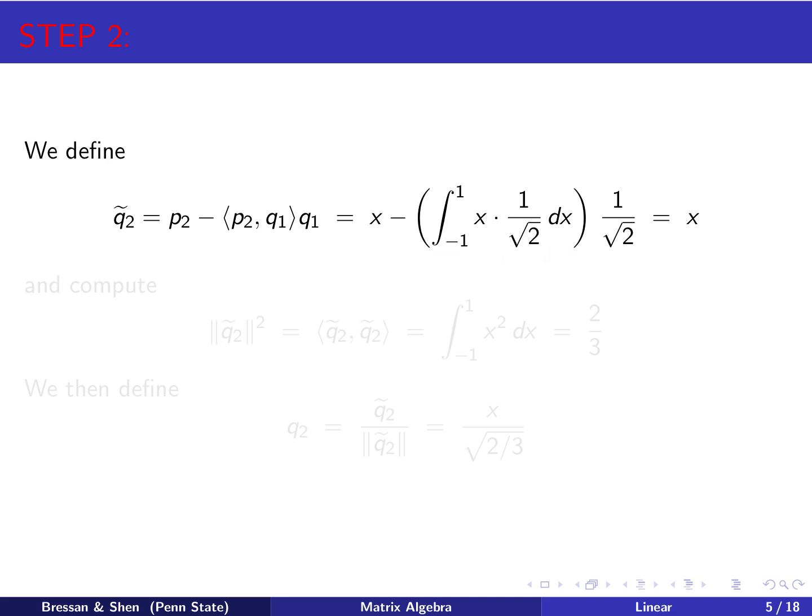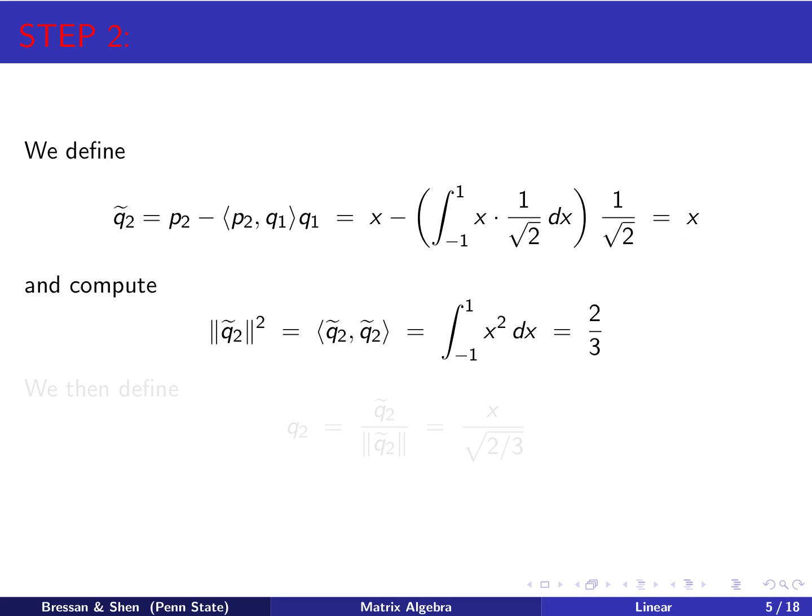And then Q1 is 1 over the square root of 2. So if you work out the integral, you see that this gives you 0, so you just have x.